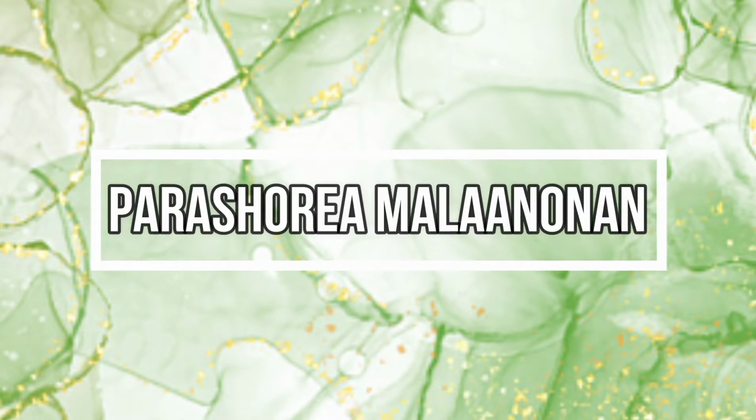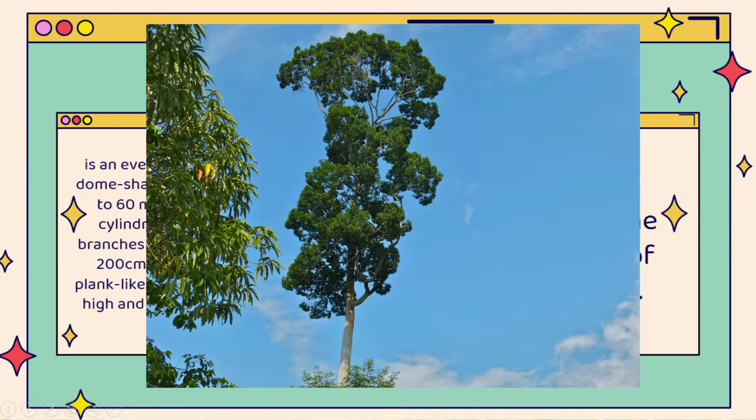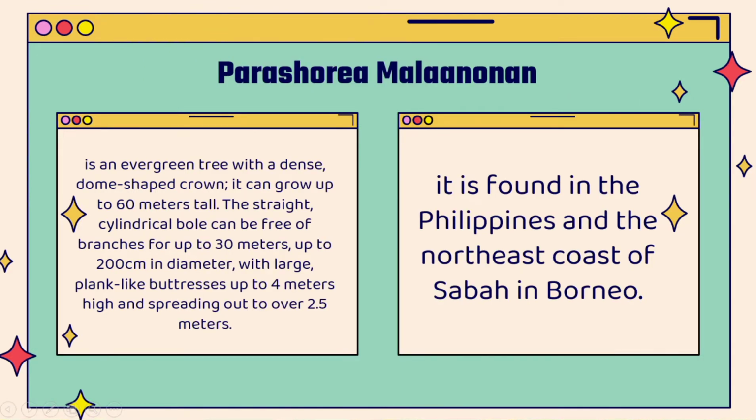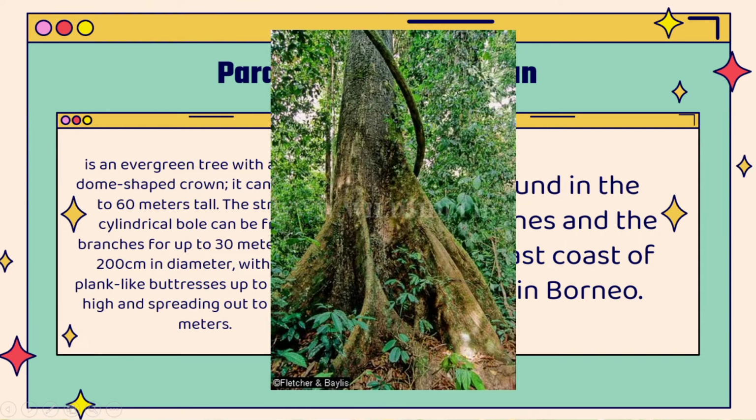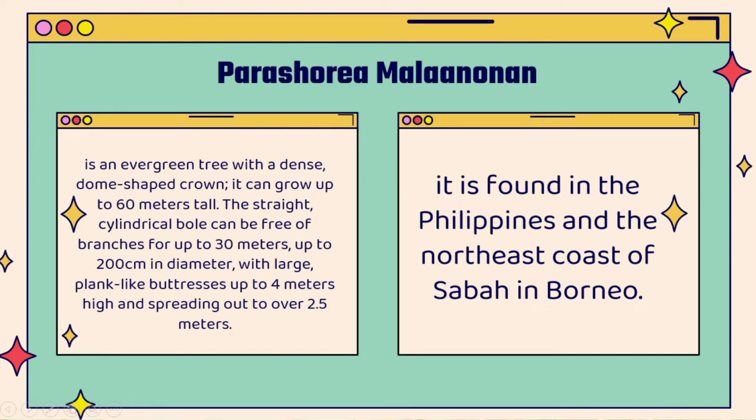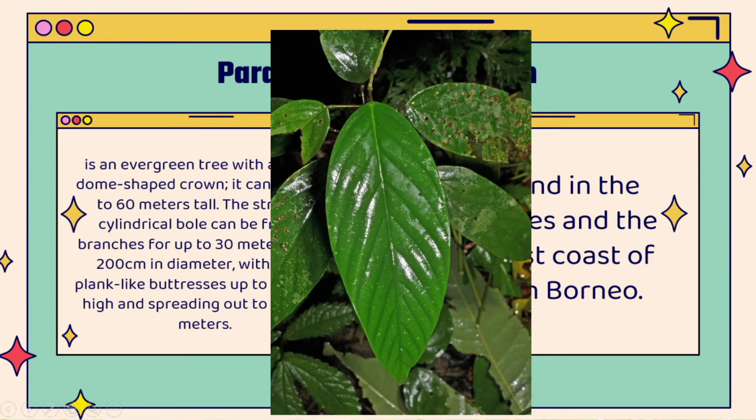Number 3. Parashorea malaanonan. Parashorea malaanonan is an evergreen tree with a dense, dome-shaped crown. It can grow up to 60 meters tall. The straight cylindrical bole can be free of branches for up to 30 meters, up to 200 centimeters in diameter, with large, plank-like buttresses up to 4 meters high and spreading out to over 2.5 meters. It is found in the Philippines, in the northeast coast of Sabah, and Borneo.